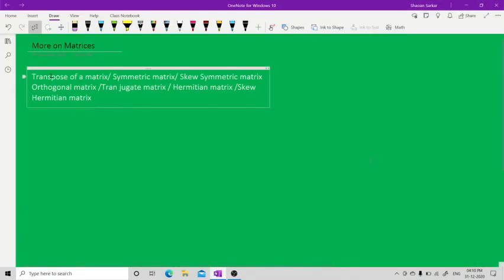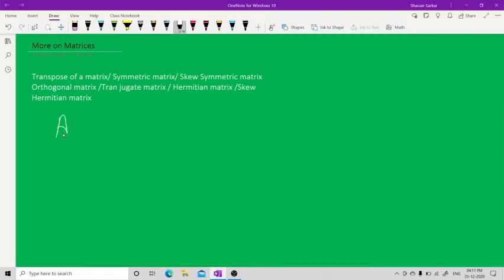Now, carrying on with our syllabus further, we have to see transpose of a matrix, symmetric matrix, skew symmetric matrix, orthogonal matrix, conjugate matrix, Hermitian and skew Hermitian matrix. Let us start with the transpose of a matrix.